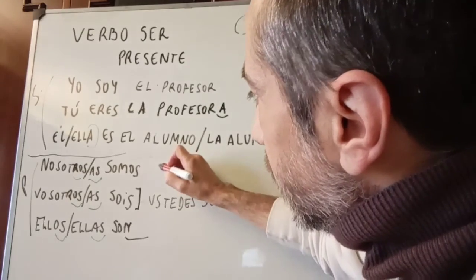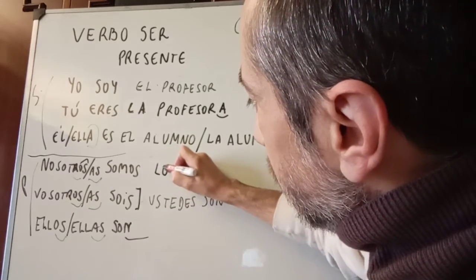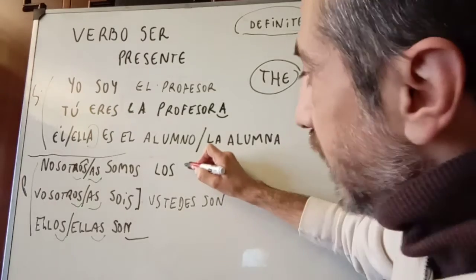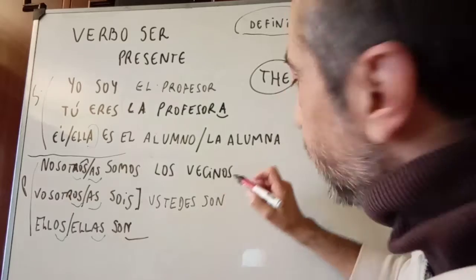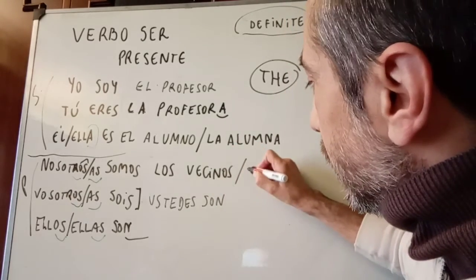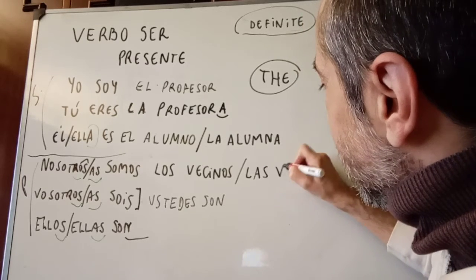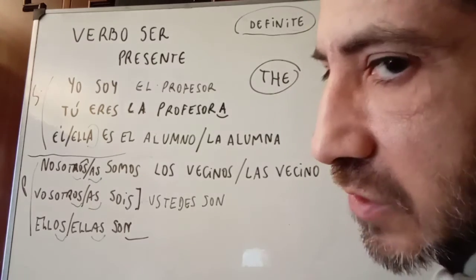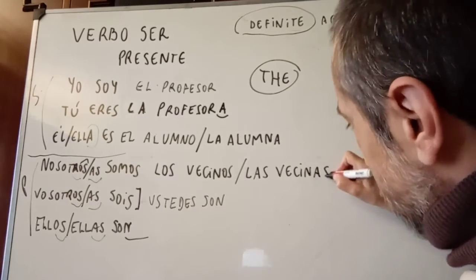In the plural form, if we say nosotros, we have somos, we have to say los, because it's the masculine plural form. Nosotros somos los vecinos. Remember, neighbors. We are the neighbors. Nosotros somos los vecinos. Nosotras somos what? Remember? Las. And do you remember what we have to do here? So, las vecinos doesn't exist. Las vecinas.